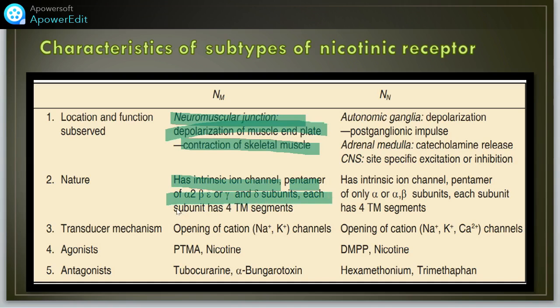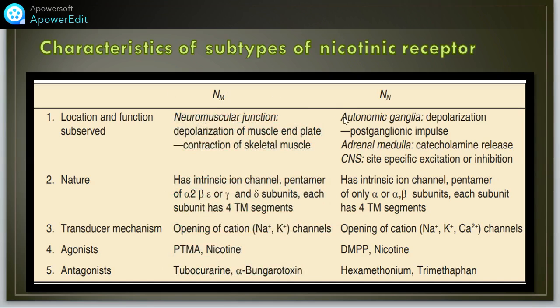Each subunit has 4 TM segments. Transducer mechanism is opening of cation channels, sodium potassium channel opener. Agonists are PTM and nicotine. PTM is phenyl trimethyl ammonium, and antagonists of NM receptor are tubocurarine and alpha-bungarotoxin.